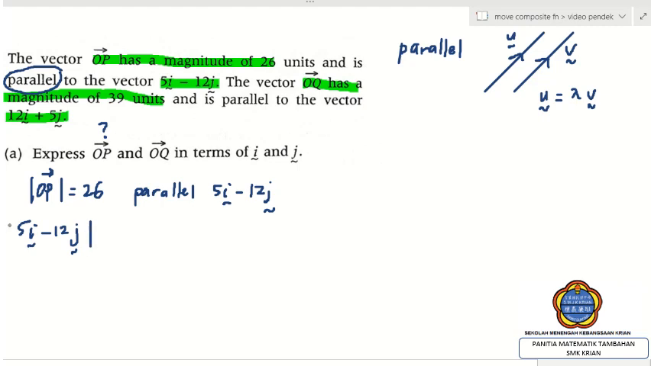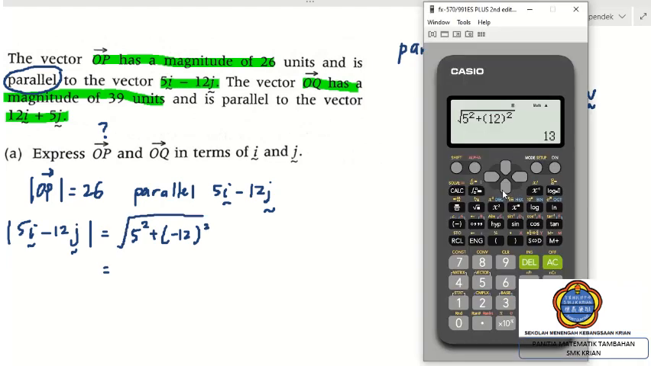Okay, magnitude, we put the modulo symbol, which means magnitude. Square root of 5 squared plus negative 12 squared is equal to, use your calculator. How to use the calculator: it's like this, 5 squared plus bracket negative 12 bracket squared. The answer is equal to 13.